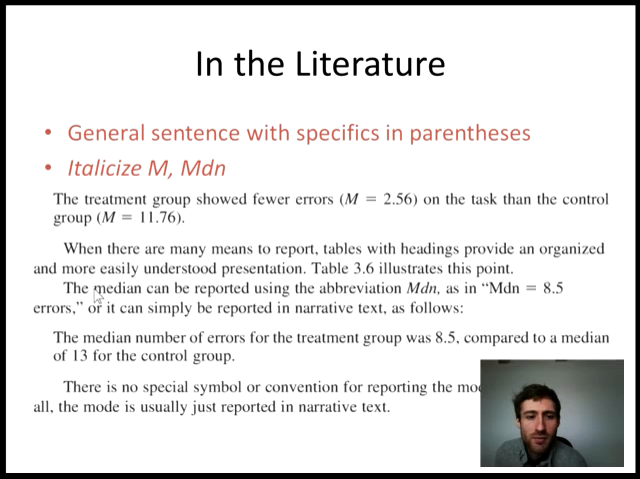You can look over this information in the chapter. The median can be reported using the abbreviation MDN, and you can also report either of these statistics within the text. So the median number of errors for the treatment group was 8.5. You could just say what it was without using that symbol, MDN or M.